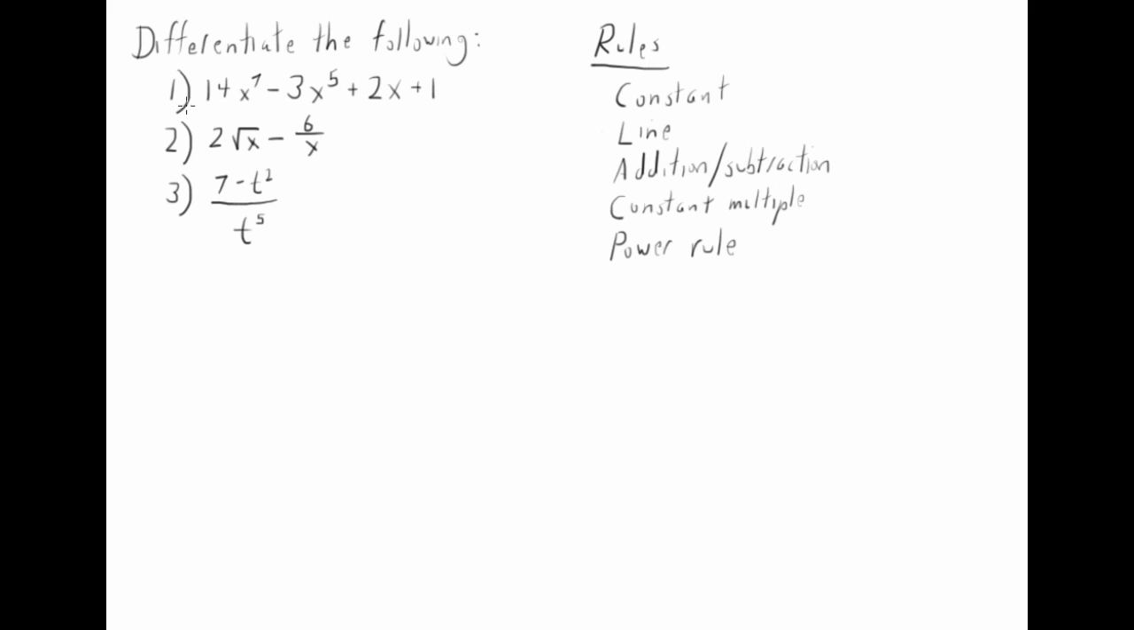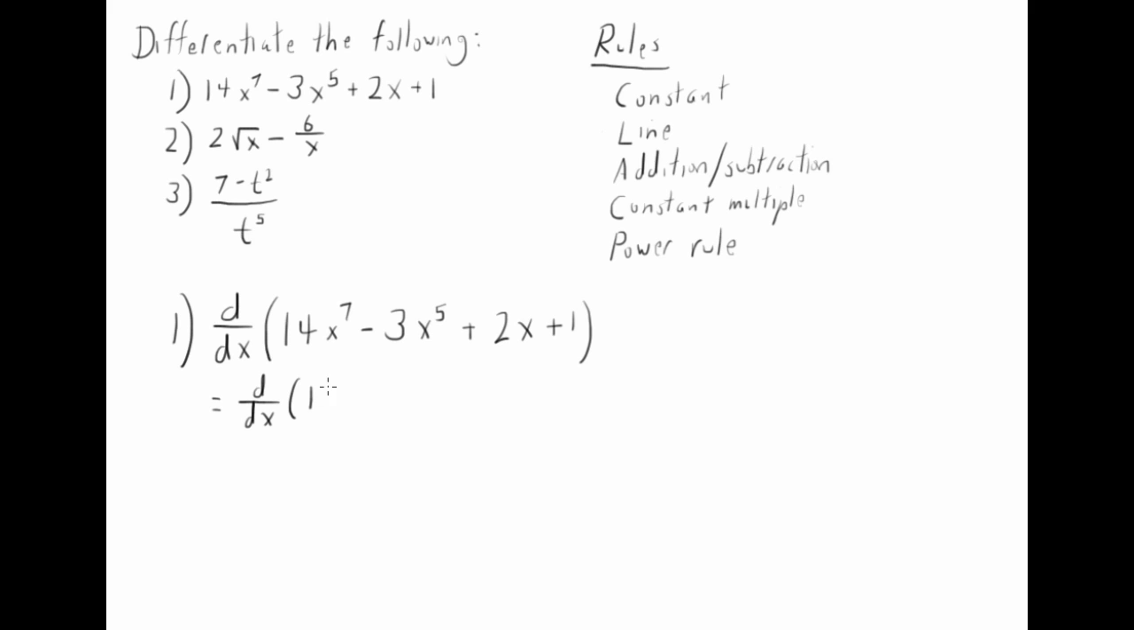So here we go. Let's take number one and let's differentiate. I'm going to be using a lot of d/dx notation in this chapter, so just get comfortable with it. All that means is that I want to take the derivative of what comes next. Now the first thing I can do using the addition subtraction rule is break this into derivatives of the different pieces. So I'll take the derivative of 14x to the 7th minus the derivative of 3x to the 5th plus the derivative of 2x plus 1.